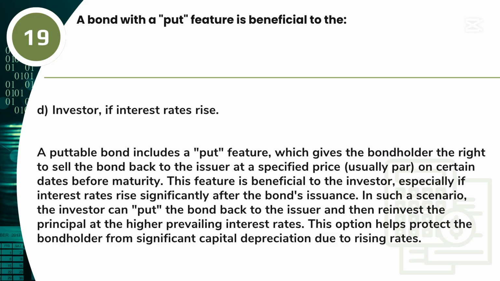Answer: D. Investor, if interest rates rise. A puttiable bond includes a put feature, which gives the bondholder the right to sell the bond back to the issuer at a specified price, usually par, on certain dates before maturity. This feature is beneficial to the investor, especially if interest rates rise significantly after the bond's issuance.